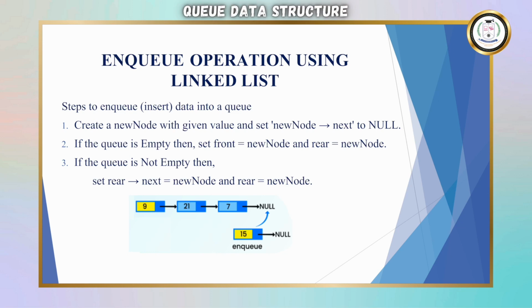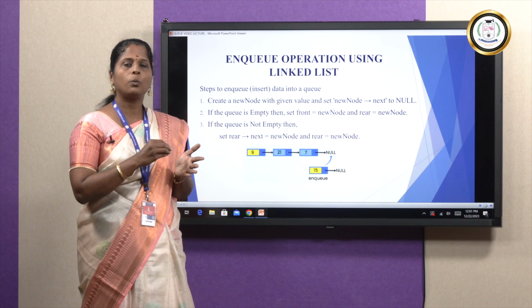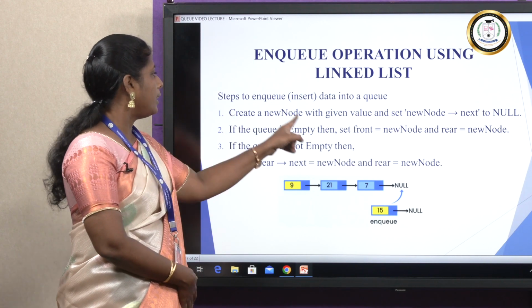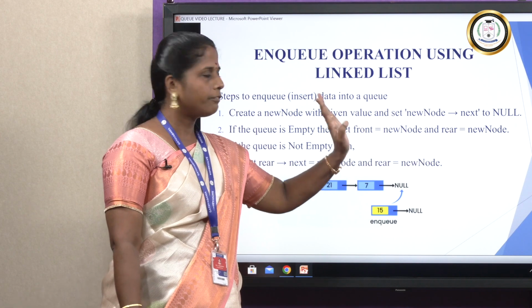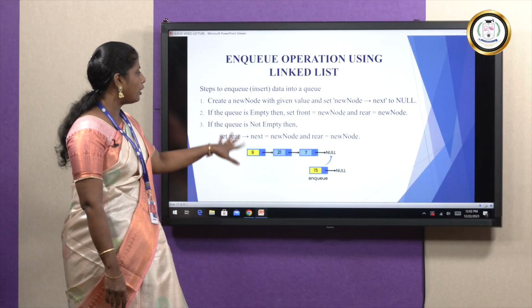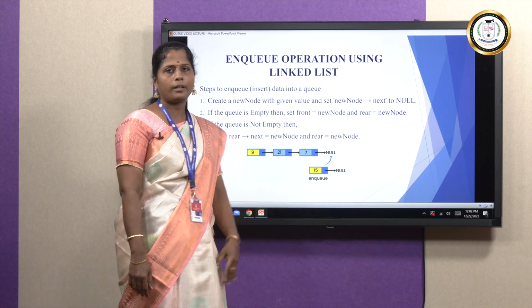So when a queue is empty, one new node has to be created, and that particular node has to be assigned the front and rear values. First we need to create a node, and that node's next value will be null. First we will initialize it with null, and when the queue is empty, we will set our front as well as rear to the newly created node.